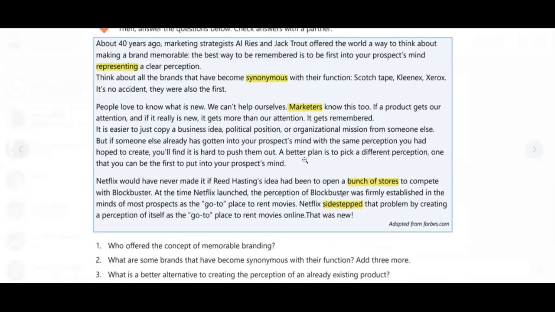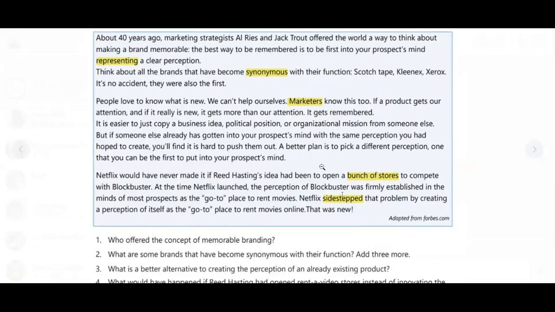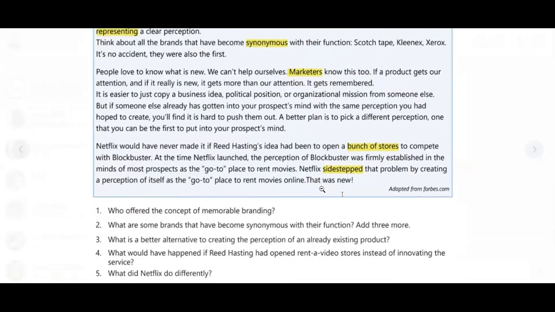Sorry, in this slide. Yes, a better plan is to pick a different position, the one that you bring into your prospect's mind. Yeah. Estaba perdido, entonces. No problem. Vamos a anotar para después si nos pregunta. A better plan is to... the number four. The number four.